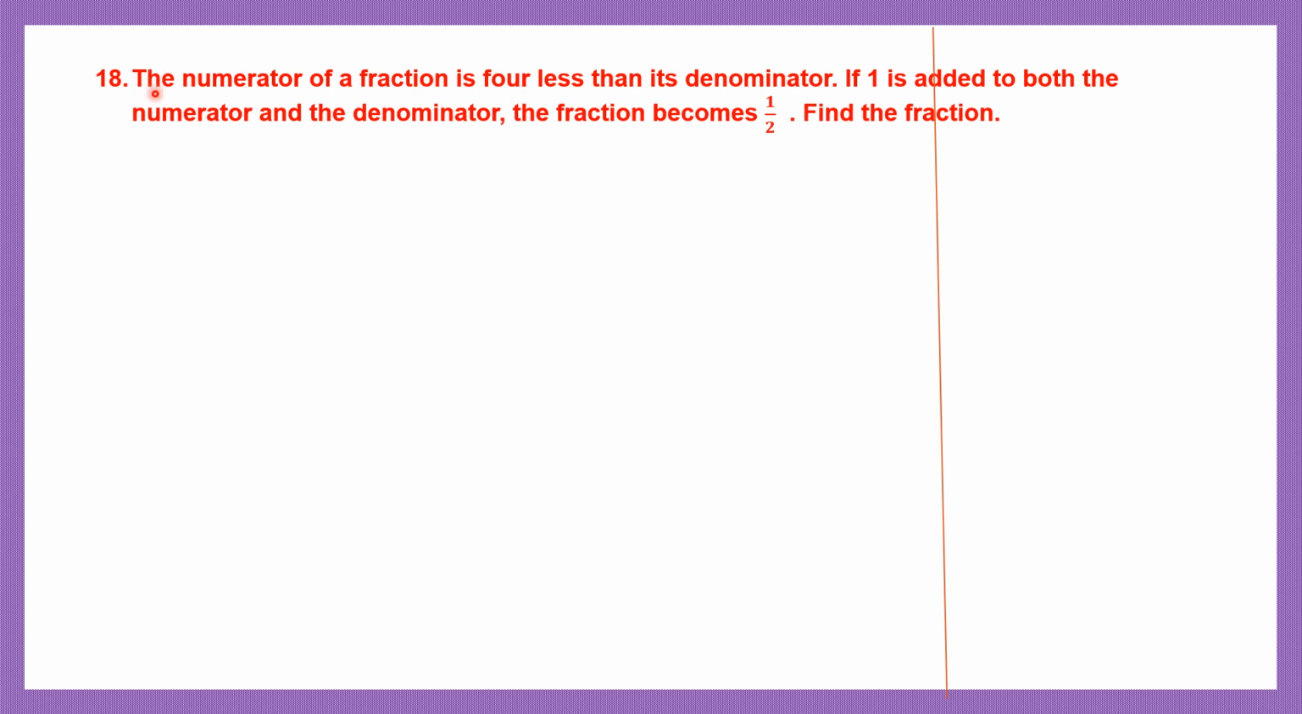Question 18. The numerator of a fraction is 4 less than its denominator. If 1 is added to both the numerator and the denominator, the fraction becomes 1 by 2. Find the fraction. So here also we have two unknown quantities. We have to find the numerator and the denominator. So that means we need to make two equations.